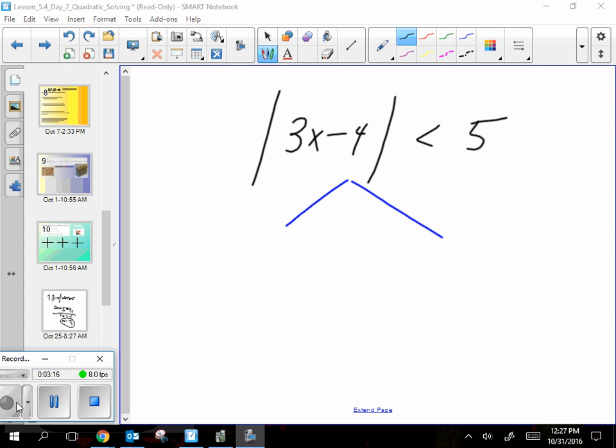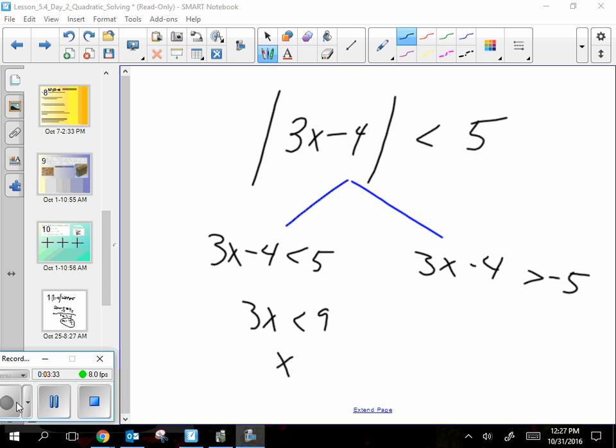All right, so did you say 3x minus 4 is less than 5? And 3x minus 4 is greater than negative 5? Okay, good. Then you solve the 2. 3x is less than, adding 4 makes 9. X is less than 3. And adding 4 here, 3x is greater than negative 1. X is greater than negative 1/3.